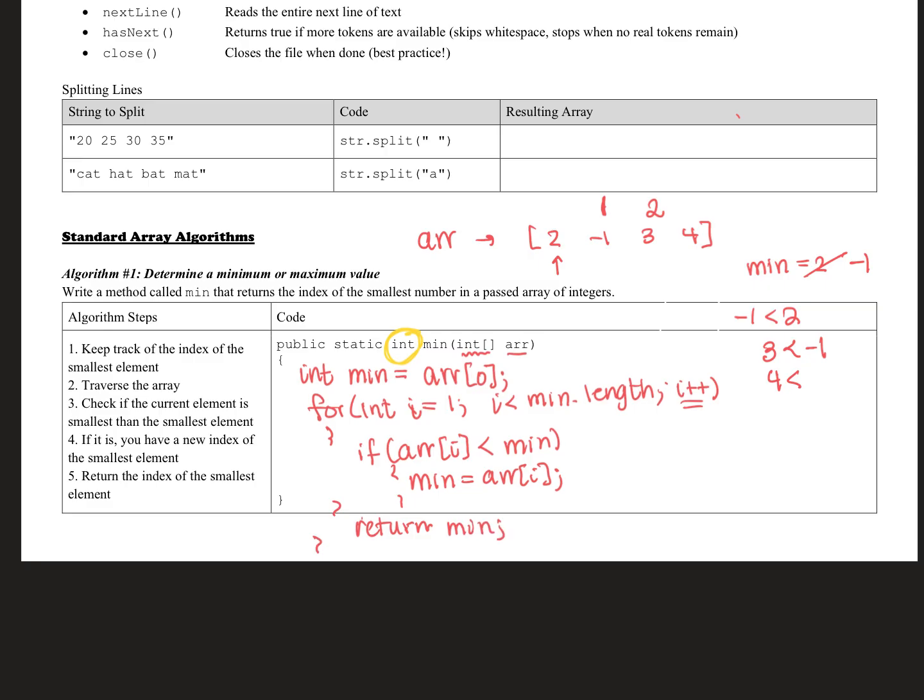This problem would change slightly if they wanted the position of the minimum. If you wanted the position of the minimum, you would also have to store the i anywhere. So you'd have the min, which would be the element, and then you'd also have the position to store.